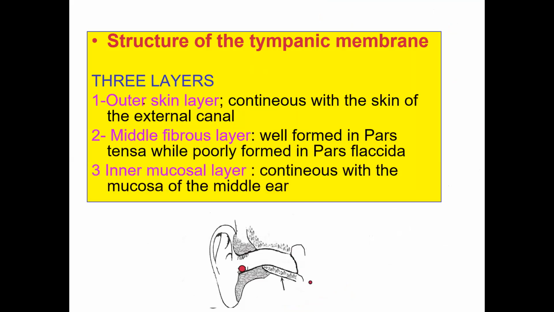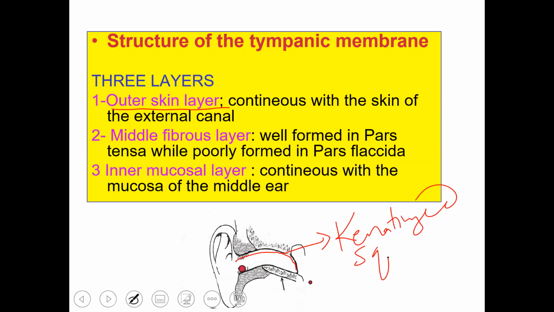The outer one is the skin layer. It is a continuation of the epithelium from the canal itself, which is keratinized squamous epithelium. So the outer layer of the tympanic membrane is the continuation from the skin of the canal, and the middle fibrous layer has muscle fibers which extend vertically, horizontally, and even in a parabolic fashion.